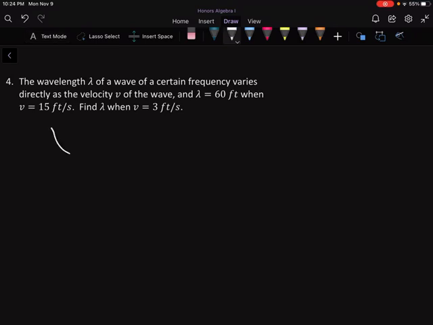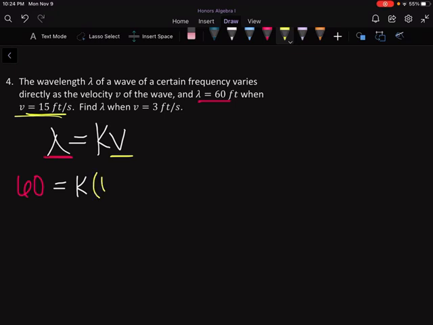The wavelength, lambda, of a wave of a certain frequency varies directly as the velocity of the wave. So we know the wavelength varies directly with the velocity. We always have to typically find k first. Lambda, the wavelength, equals 60 feet when the velocity is 15 feet per second. So we start with that to find our k: 60 feet is equal to k times 15, and then we solve.